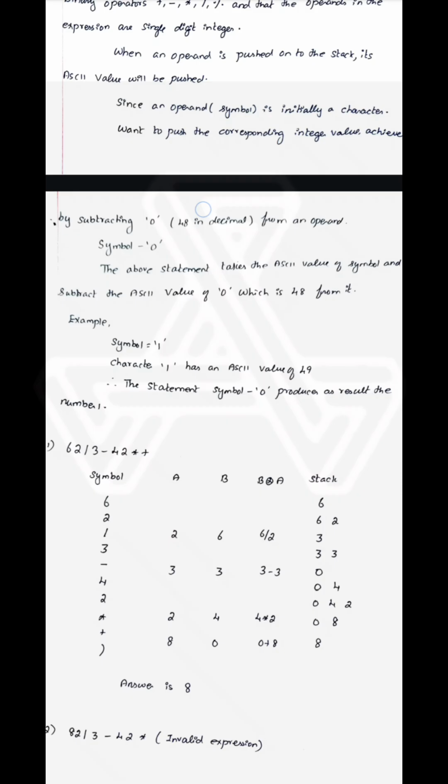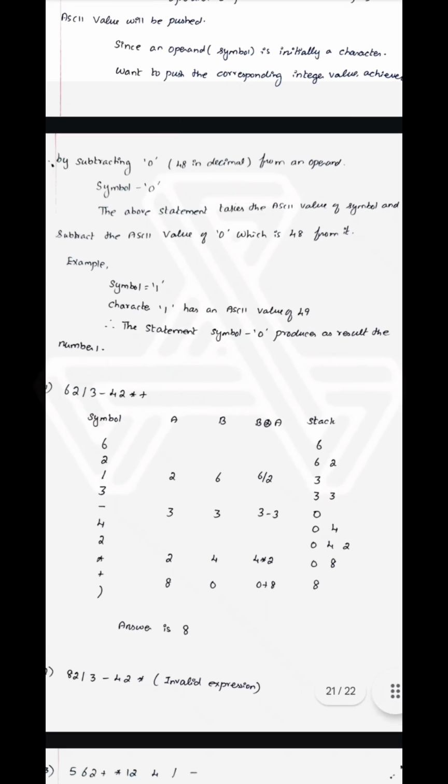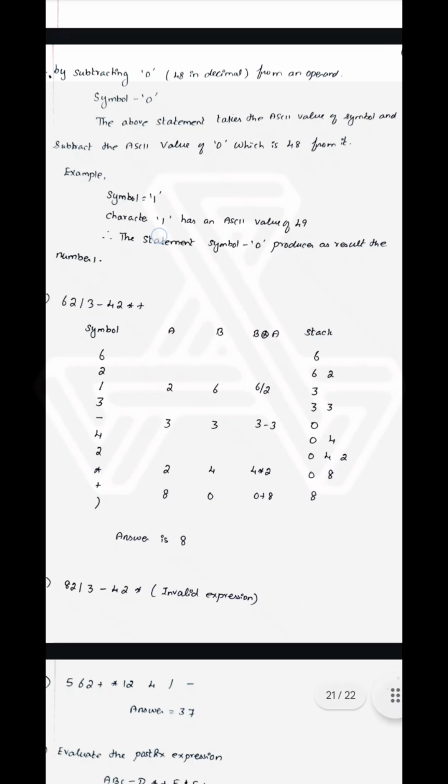The above statement takes the ASCII value of the symbol and subtracts the ASCII value of '0', which is 48, from it. Example: symbol 1 has ASCII value of 49. So the statement symbol minus '0' produces the output number 1.